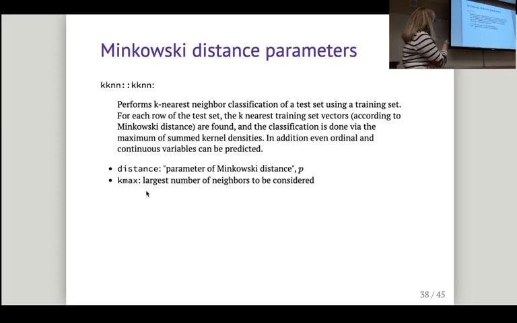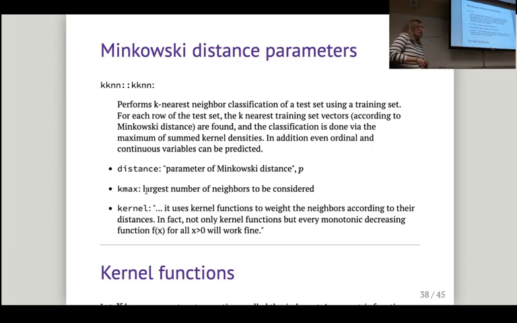There's a word that pops up again, though, when we look in the documentation of Minkowski distance. For each row of the test set, the k-nearest training set vectors, according to Minkowski distance, are found, and the classification is done via the maximum of summed kernel densities. So we saw this term previously. Naive Bayes was using a kernel density estimation technique as well. So what the heck is this kernel density?